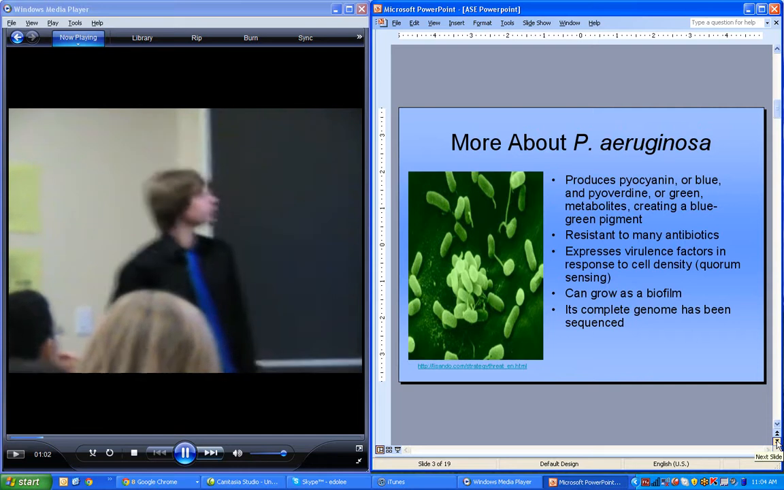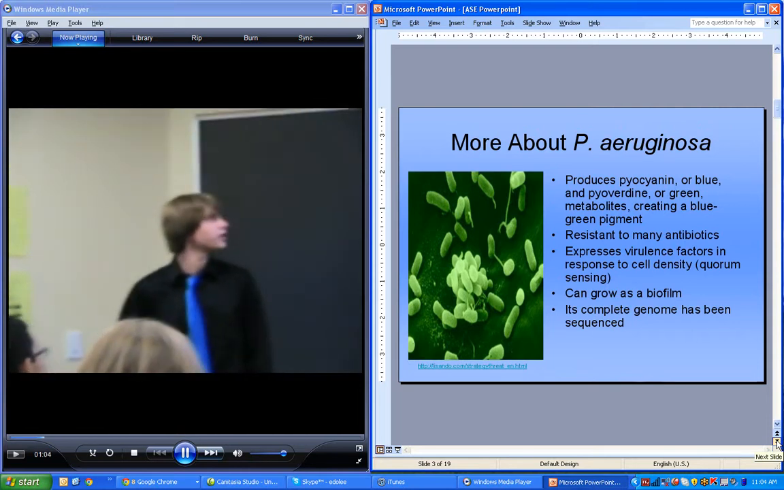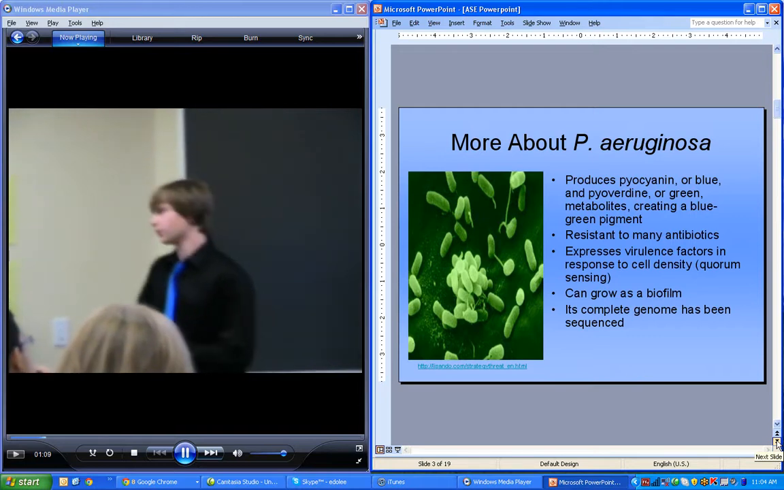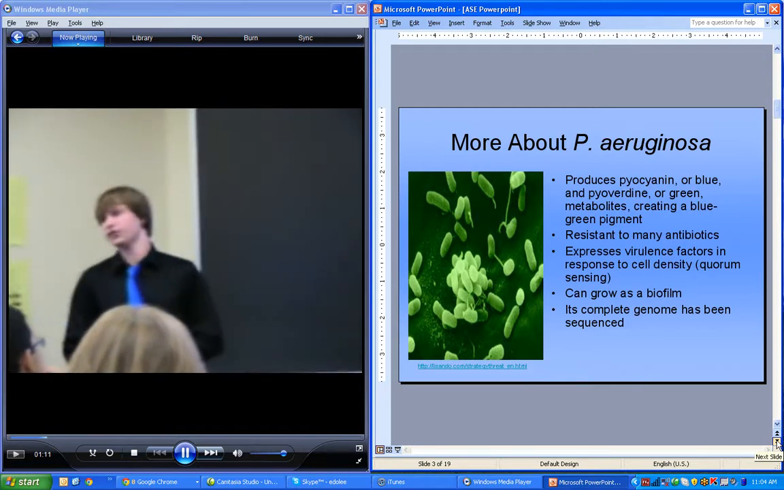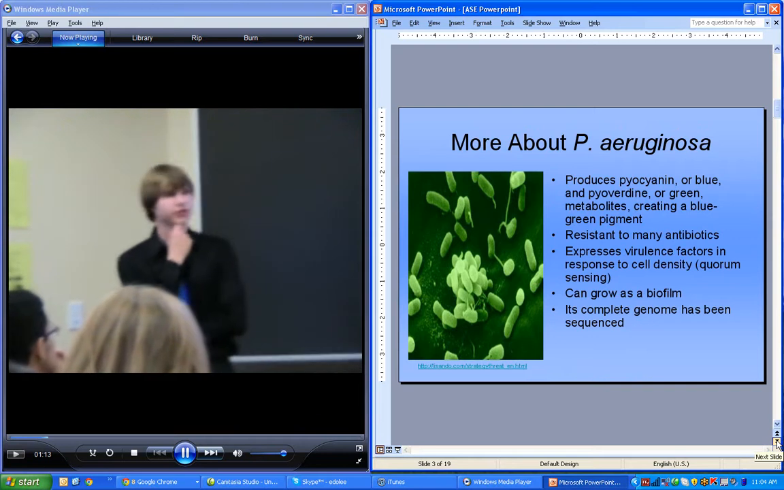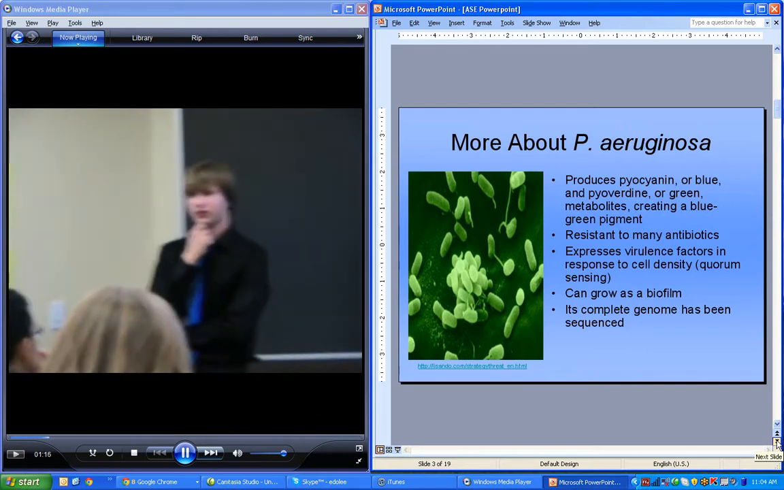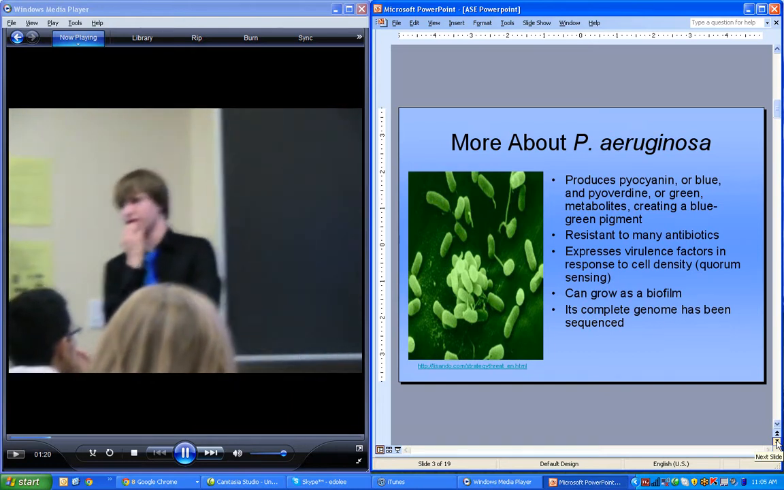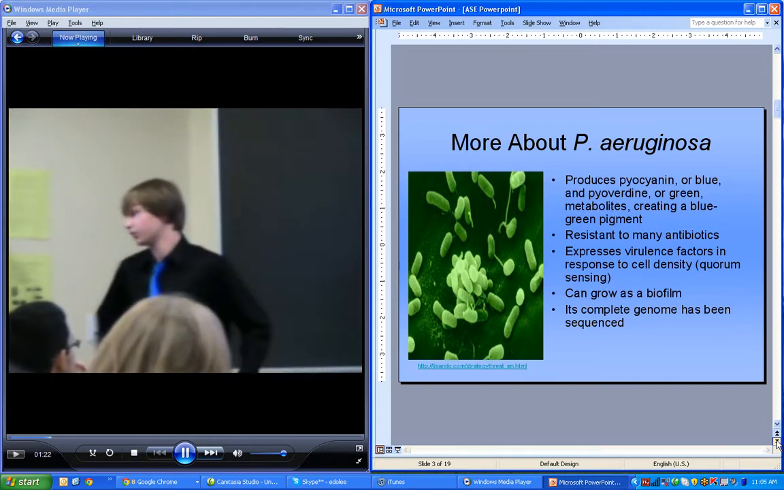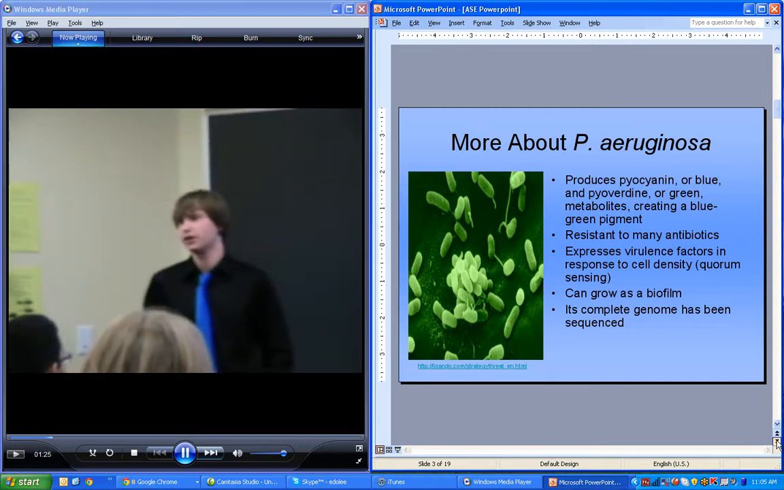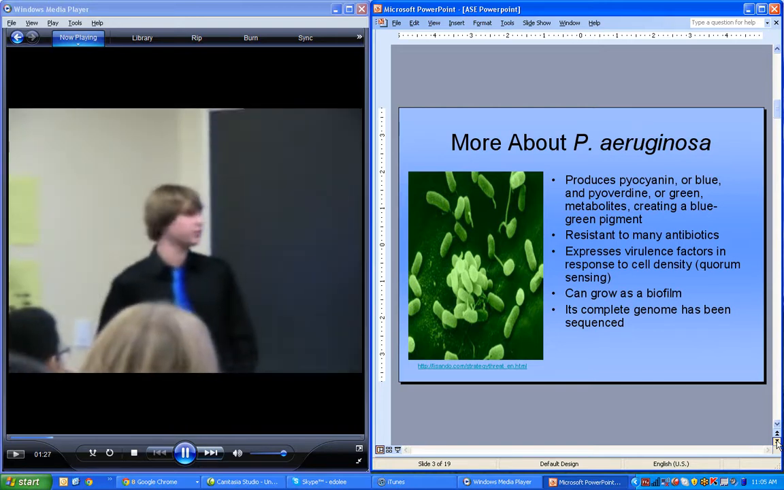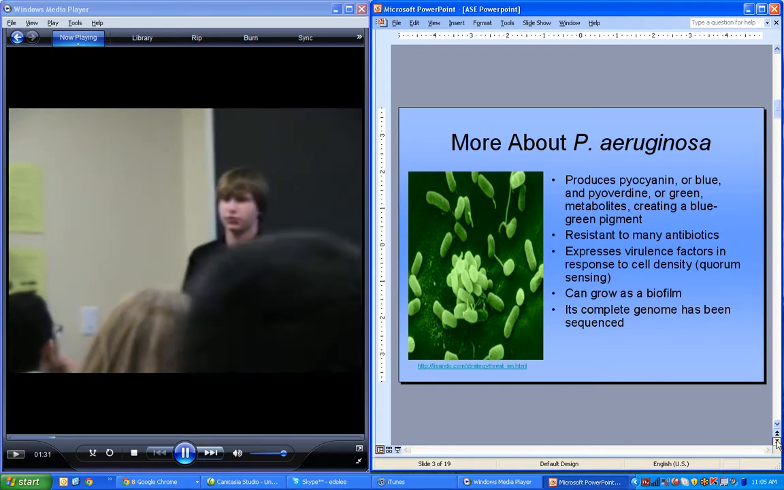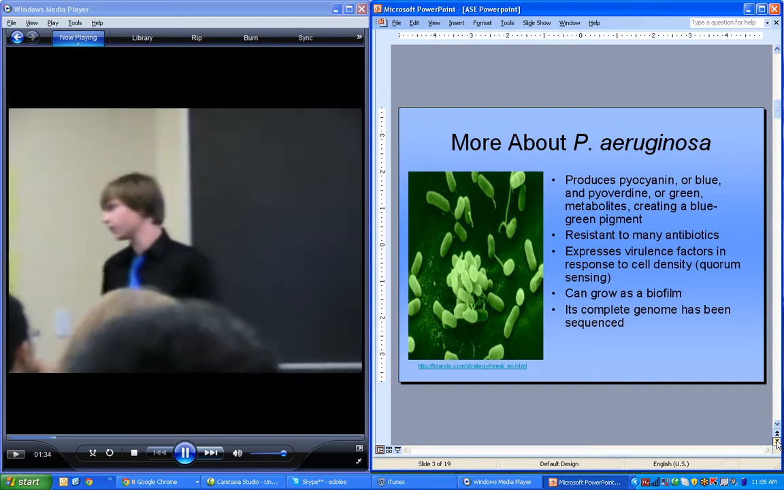And a little bit more about Pseudomonas aeruginosa. It produces pyocyanin and pyoverdine metabolites, which combine to form a sort of blue-green pigment when they're plated. And they're resistant to many antibiotics, which makes them extremely difficult to kill when they establish an infection. One of the reasons for this is that they express virulence factors in response to cell density, which is known as quorum-sensing, which gives them the ability to infect the host quickly and release toxins that will kill the host.